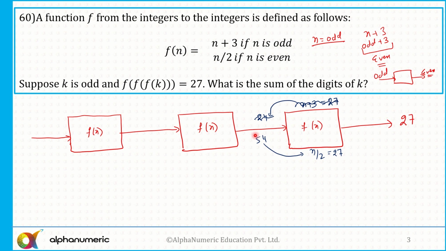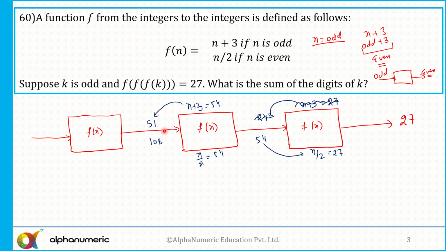Now, here again, the output of the second machine is 54. And if the output of the second machine is 54, what are the possible inputs? Let me write down here. It can be either n plus 3, which is 54, or n by 2, which is equal to 54. So from here, if n plus 3 equals 54, n is 51. If n by 2 equals 54, I'll get 108. And here both are possible.